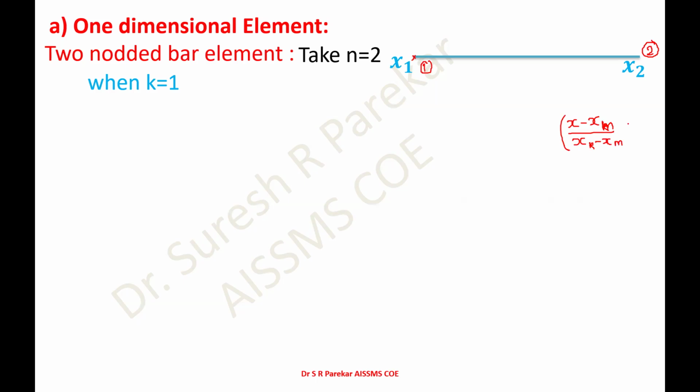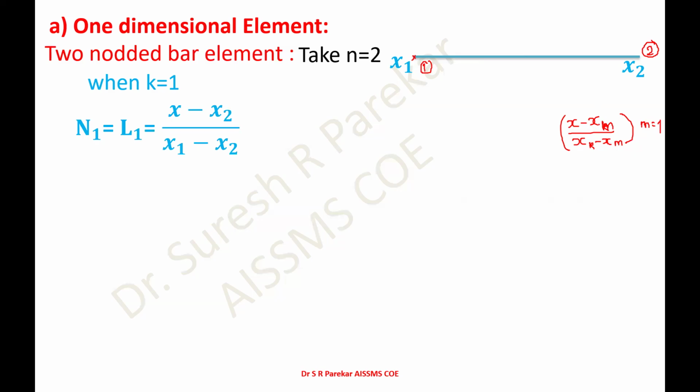So we have these values. Now we have to put xm. Here we have 2 nodes, and we are finding for the first node, so my value of k is equal to 1. So we are not going to use x1 anywhere. We are going to use x minus x2, and below we have x1 minus x2. So L1 is equal to x minus x2 upon x1 minus x2.